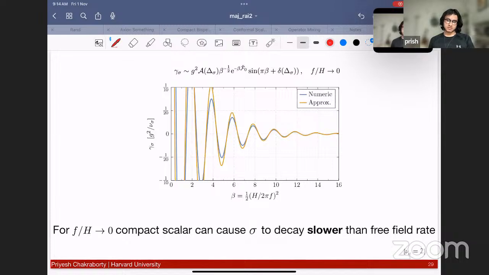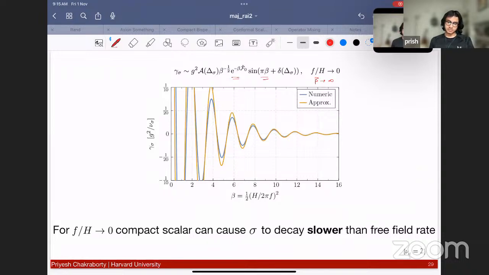But what happens when you send f over h to 0 or beta to infinity? Well, qualitatively, again, you can ignore the numerics, but approximately it behaves something like this. It has oscillations in beta, with some fixed frequency, and it has some exponential decay. The exponential decay makes a lot of sense, right?